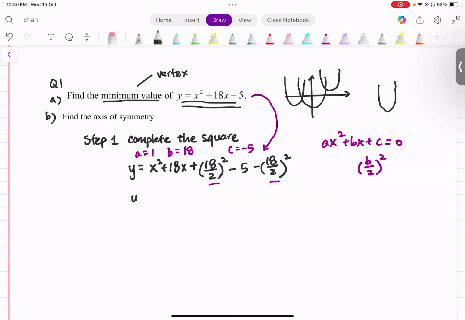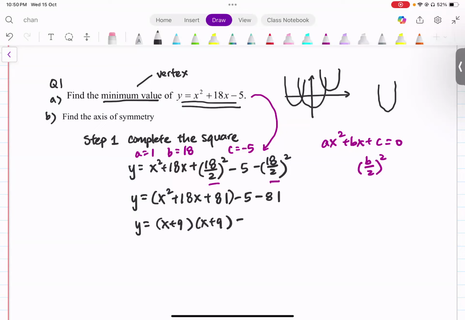Then I clean this up a little bit. x squared plus 18x plus 18 over 2 is 9. 9 squared is 81. Minus 5 minus 81. And we can factor the first part. So that would be x plus 9.